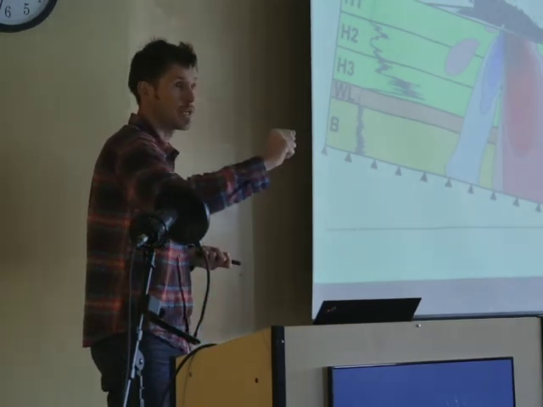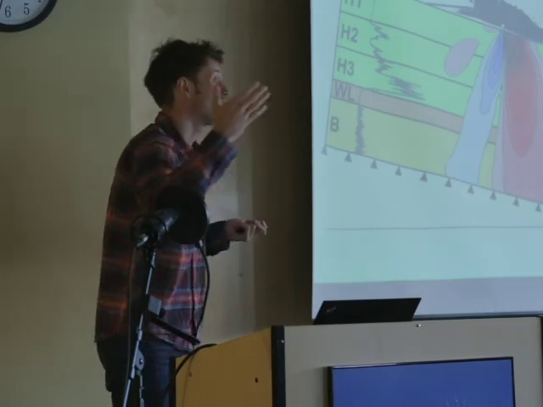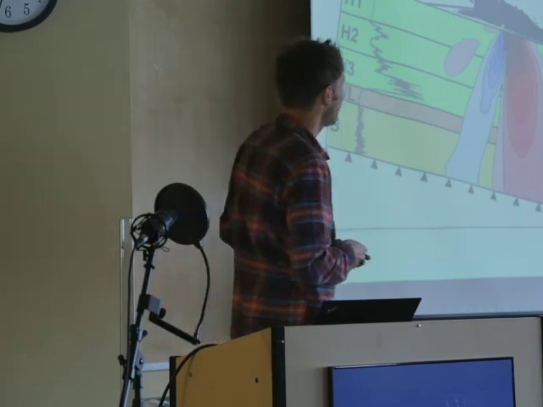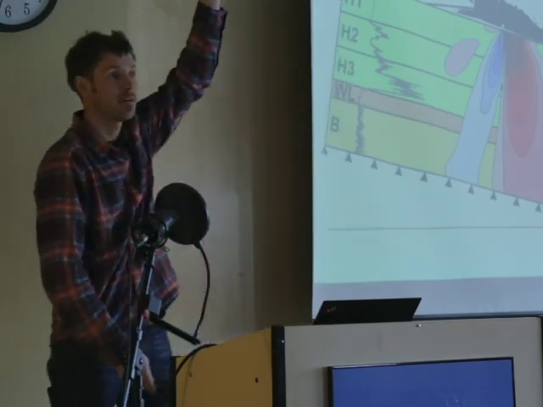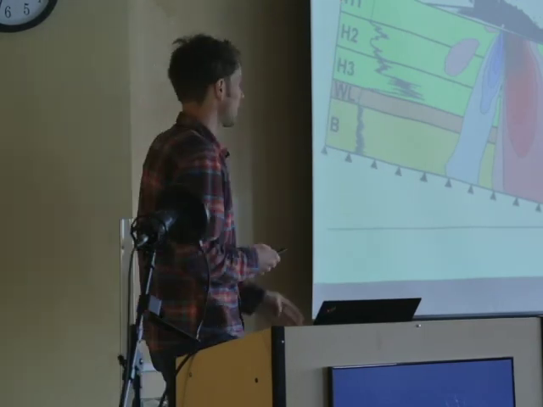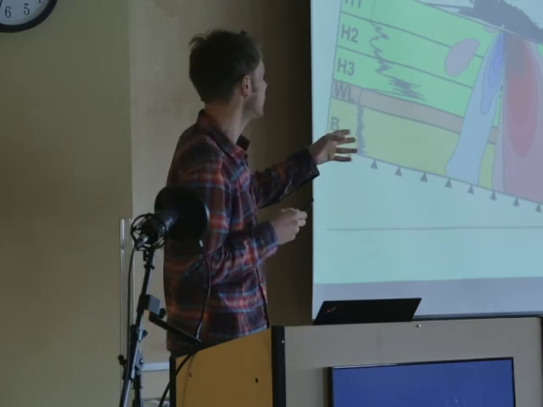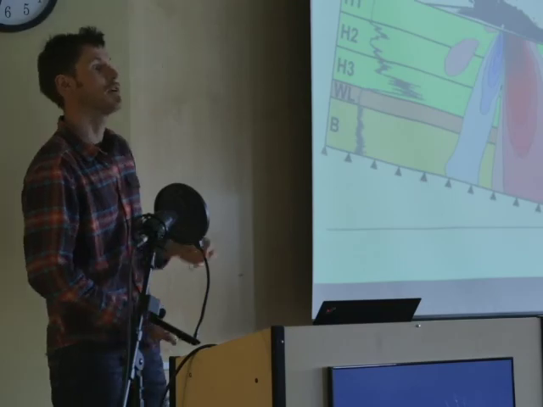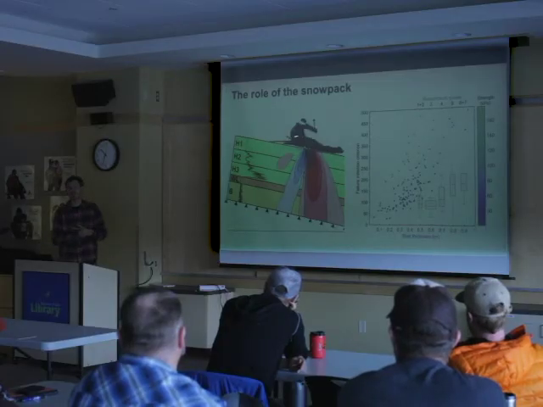How fragile is the weak layer? How old is the weak layer? What grains, what size, how does it look like? And how thick is the slab? And I'm not talking about density, I'm really thinking about thickness, because the thicker it is, the more it attenuates this stress of the skier or the explosive.